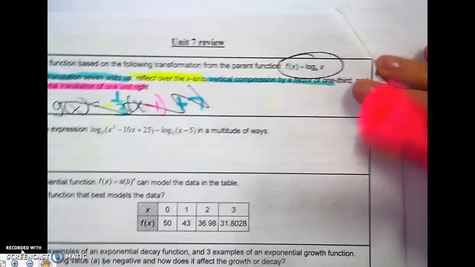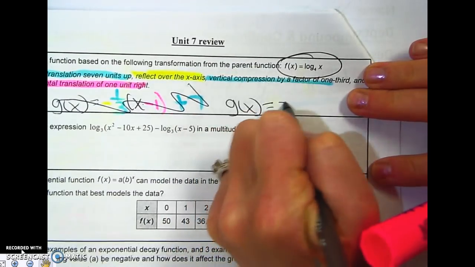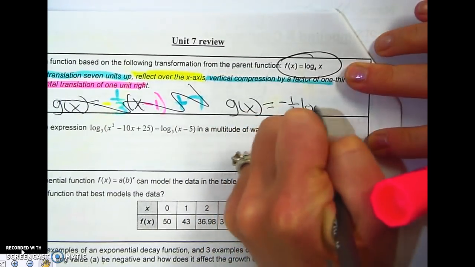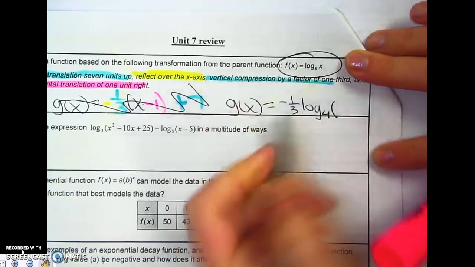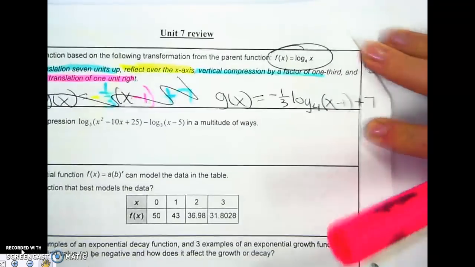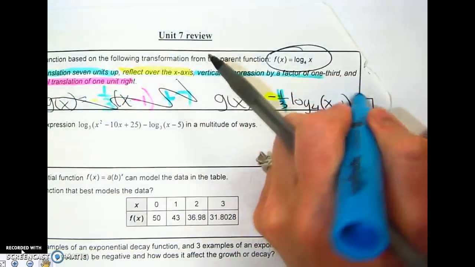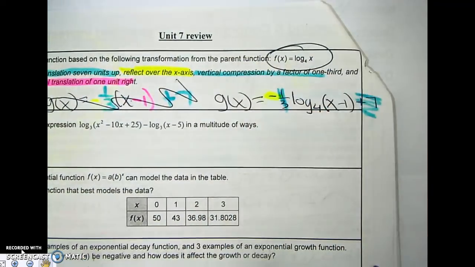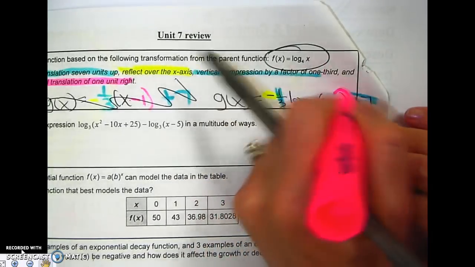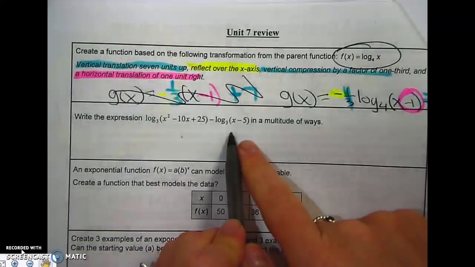Okay, do-over, sorry. So it should be g of x equals negative 1/3 log base 4 of (x minus 1) plus 7. Sorry about that. So there's my reflection. There's my vertical compression and my vertical translation. And then there's my horizontal translation, 1 unit right. Okay? All right. What I'm asking you to do is write this in a multitude of ways.